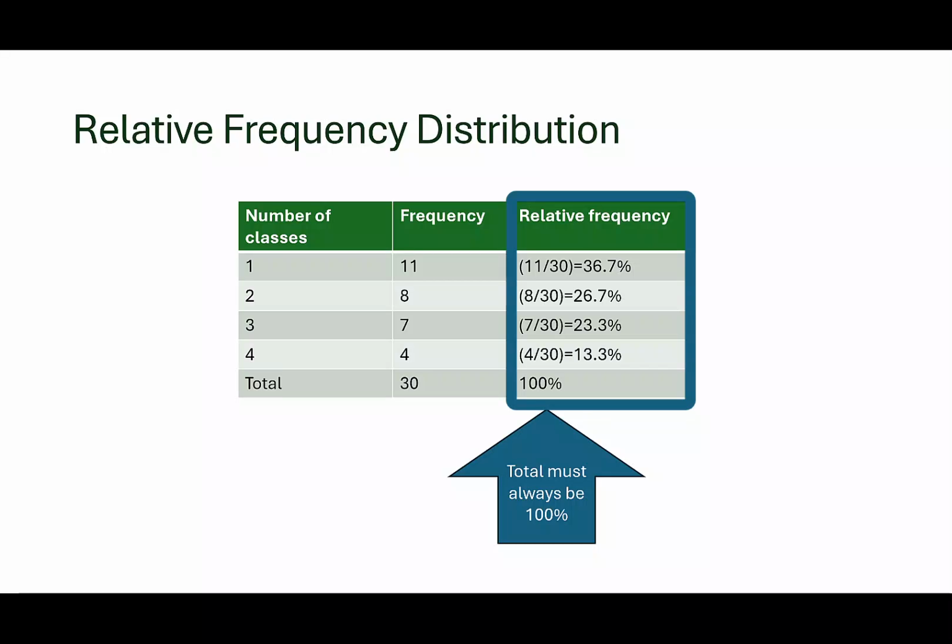When we're looking at a relative frequency distribution, it's important that our total number adds up to 100%. That way we know we've represented everything or everyone in the distribution.